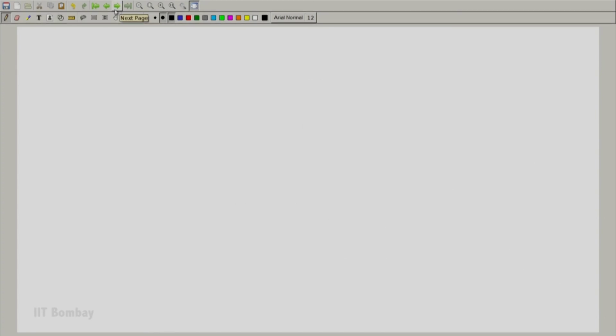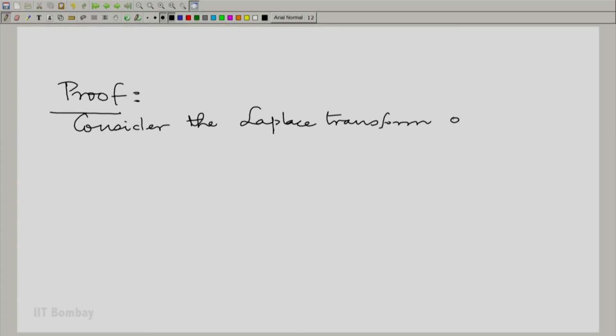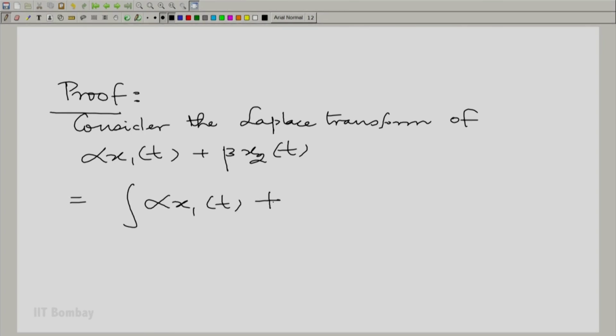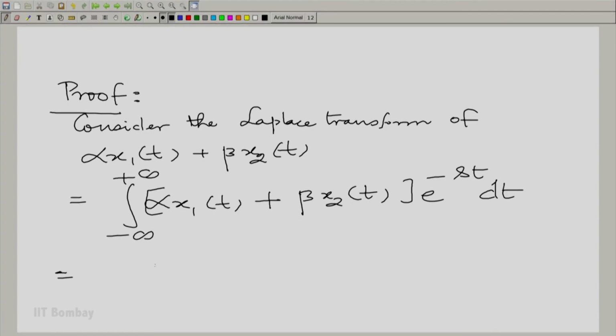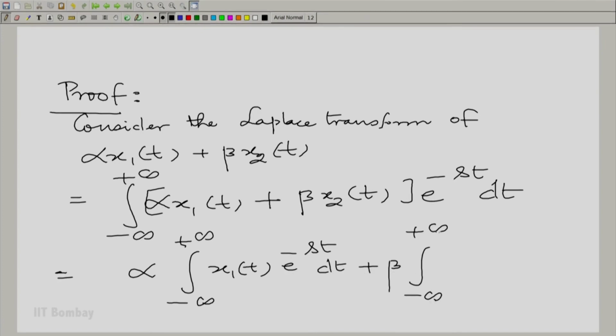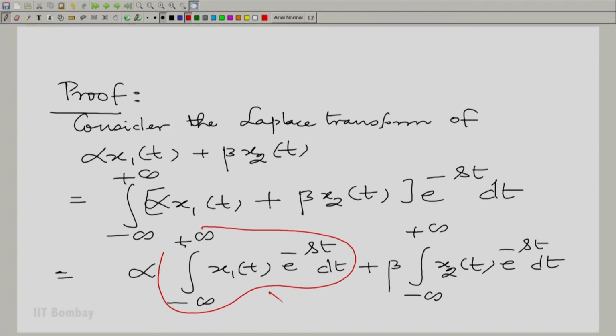We will now first prove both of these. Consider the Laplace transform of the sum or linear combination. So, I have alpha x1(t) plus beta x2(t), and now let me use distributivity. Now, this is easy to see. In fact, now we can very clearly see that this essentially is capital X1(s) by expression, and the same thing holds for this. This is capital X2(s) by expression.